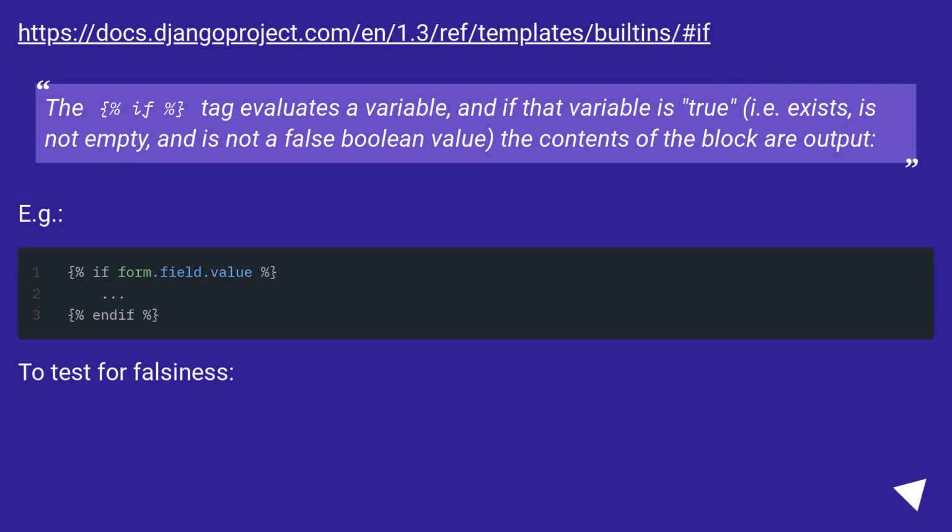This URL. The if tag evaluates a variable, and if that variable is true, i.e. exists, is not empty, and is not a false Boolean value, the contents of the block are output. For example, to test for falsiness.